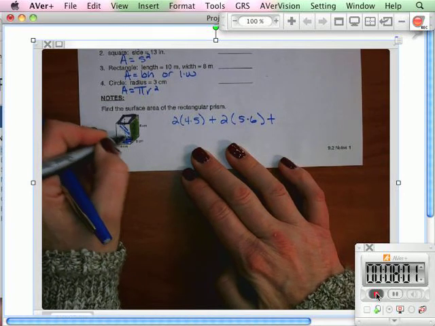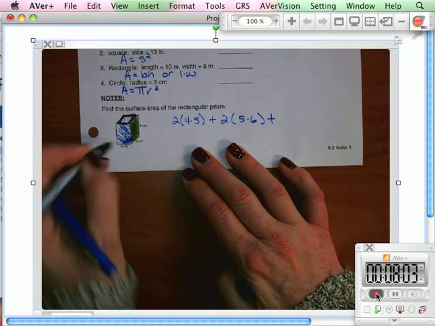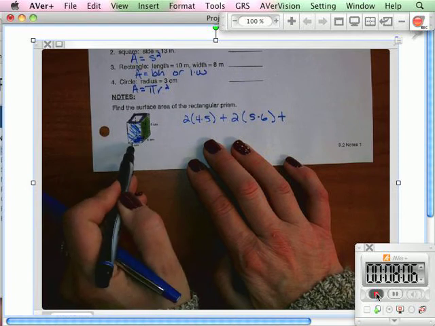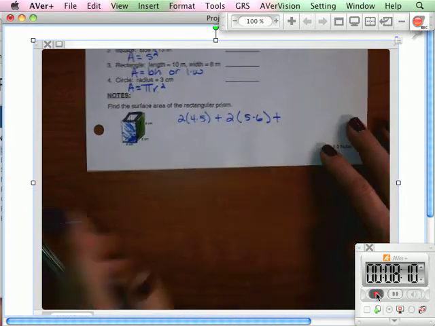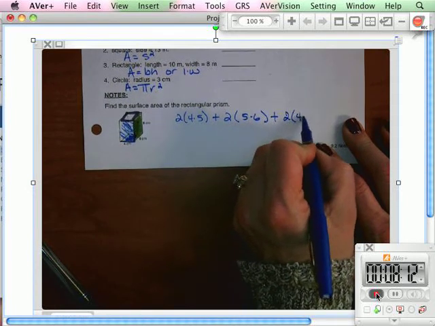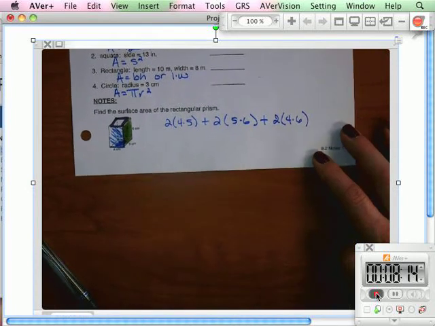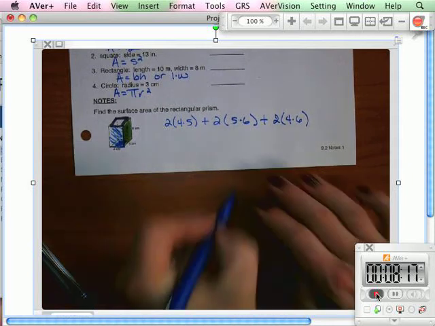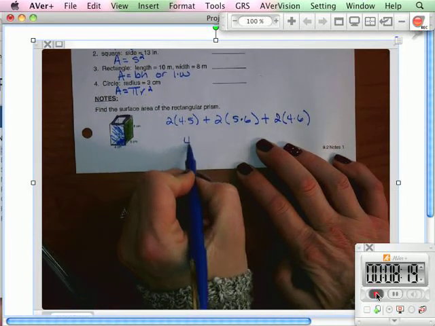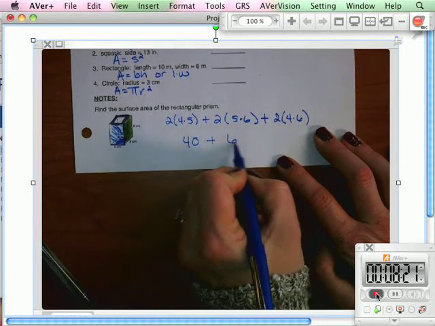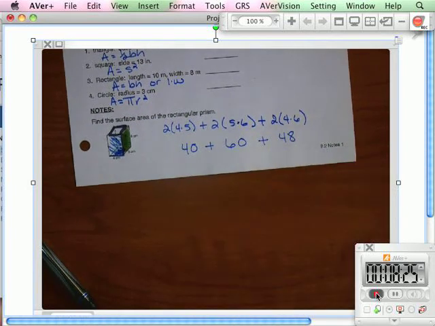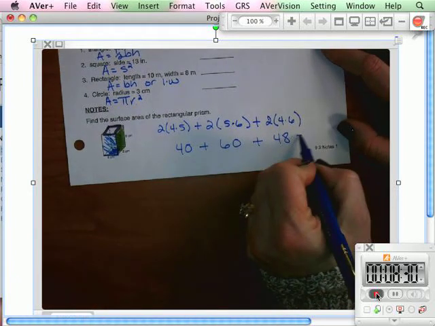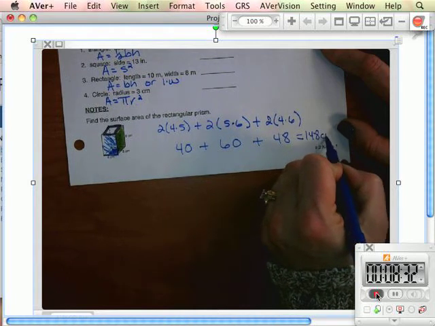This box right here. How do you find the area of that box right there? It's 4 times what? 6, and I have 2 of those. It's kind of a mess there. So let's add this up. This is 40 plus 60 plus 48. When I add those together, I get 148 centimeters squared.